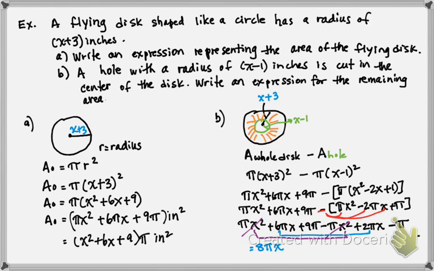And then I have, last but not least, 9 pi minus pi, which is going to give me a positive 8 pi. So the bottom line answer is 8 pi x plus 8 pi square inches. And there you have it.